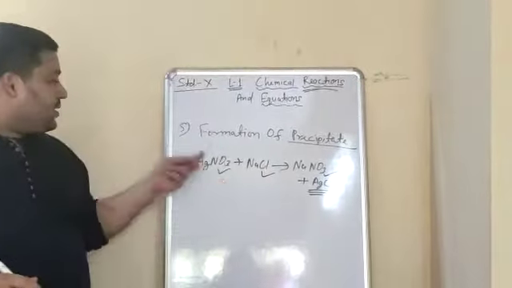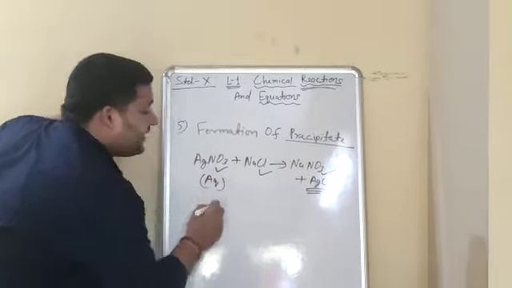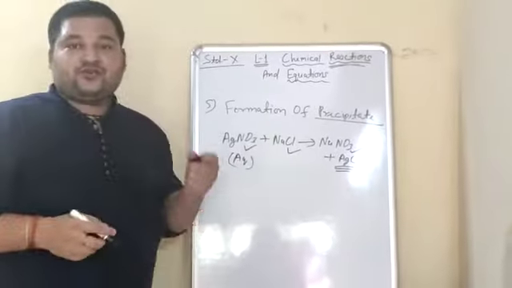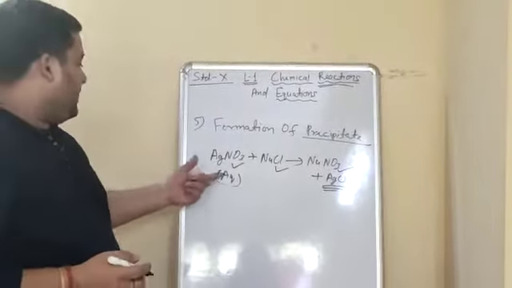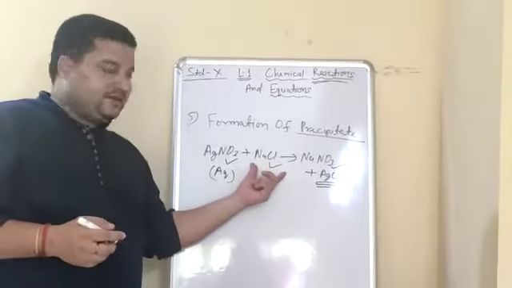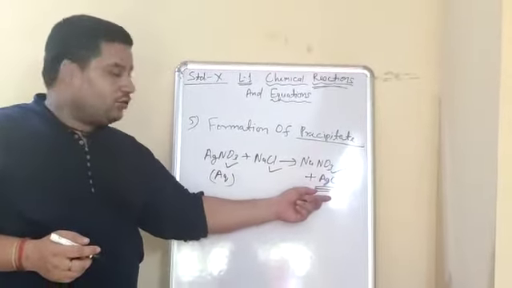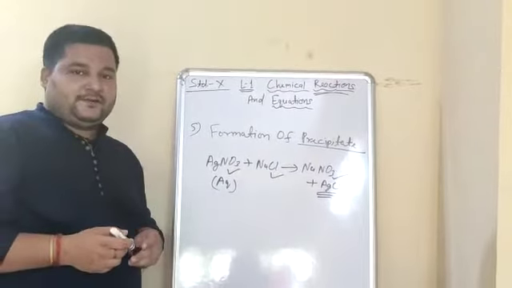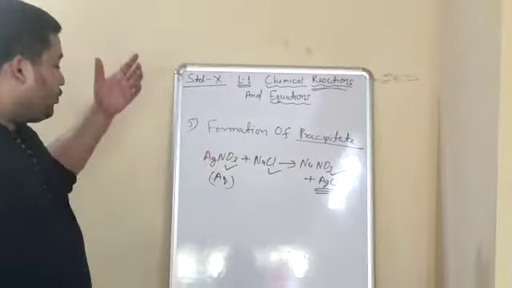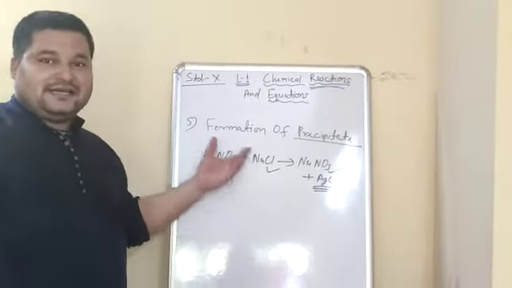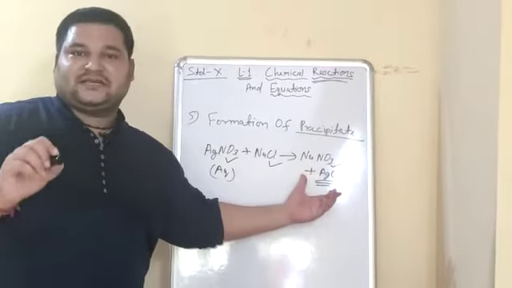Simple here. It is soluble in water, so you can write here AQ. AQ means aqueous. Aqueous solution means a substance which is soluble in water. Soluble in water, soluble in water. It is also soluble in water, but AgCl means silver chloride is insoluble in water. So simply you can say that precipitate means when two water soluble substances react to each other, one water insoluble substance will be formed.